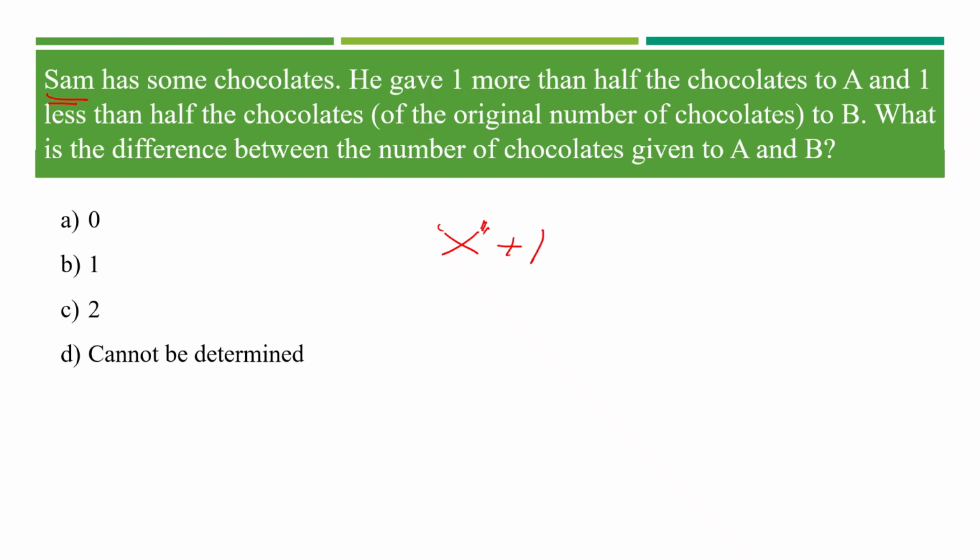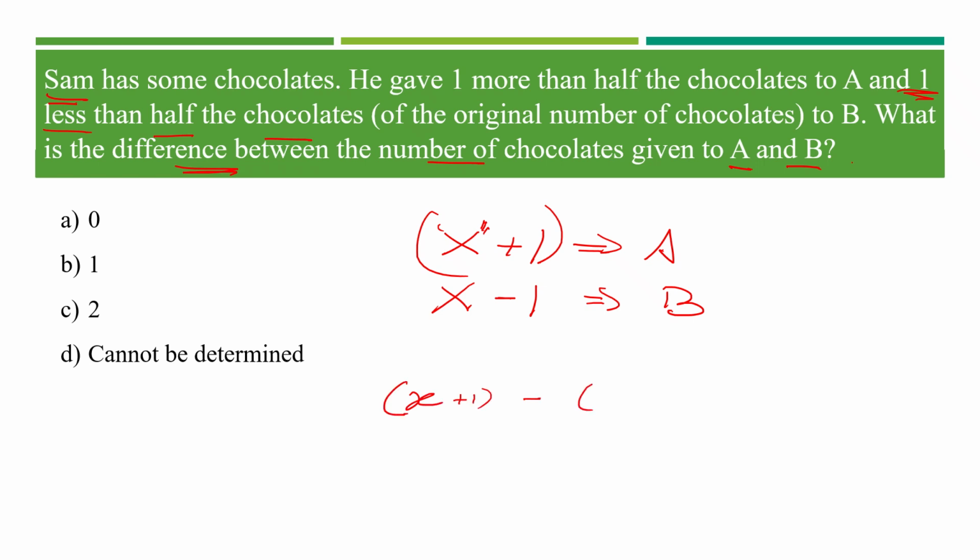One more than the half goes to friend A, and one less than half is given to B. And the question is, what is the difference between the number of chocolates given to A and B? Obviously, it's going to be 2. Difference of A minus B.